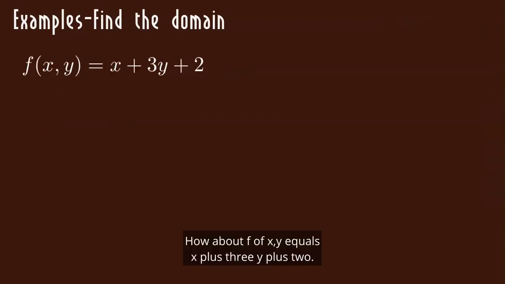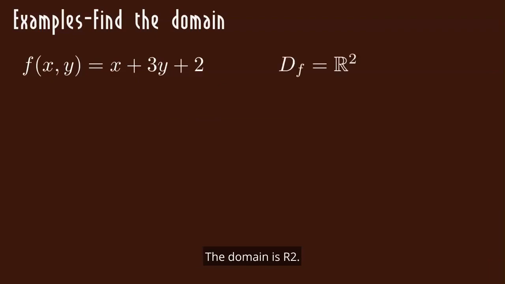Let's try another one. How about f of x, y equals x plus 3y plus 2? Nothing wrong with this. I can stick anything in. The domain is R2. Notice the x isn't squared, the y isn't squared. This is what we call a linear function. No, the graph of it is not a line, unfortunately. Bad choice of name. But it does mean it's flat. This is going to be a plane.